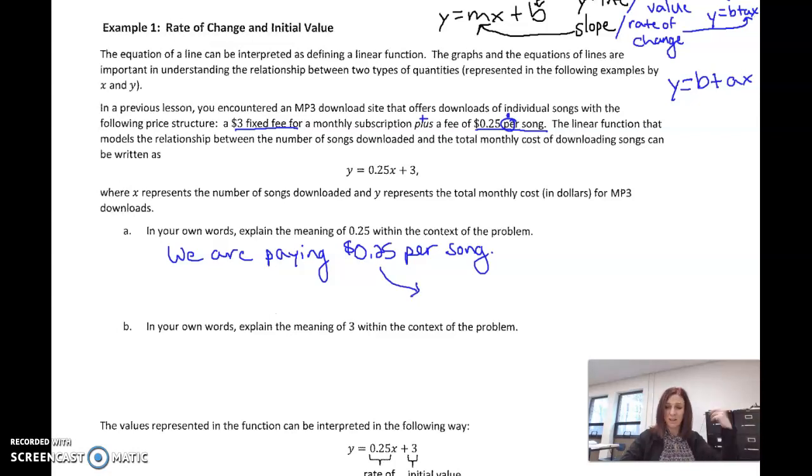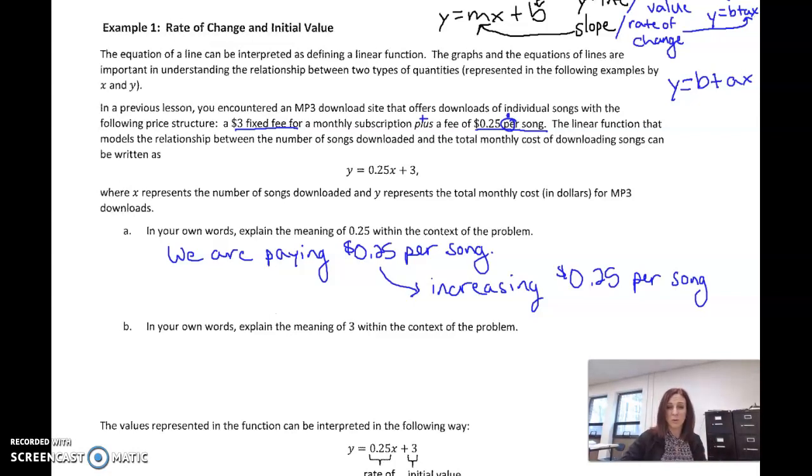I want you just to tuck this in the back of your head here. Our cost is increasing. Right? The more songs you buy, the more money you're going to pay, right? So our cost is increasing 25 cents per song. Okay? So the cost is increasing.